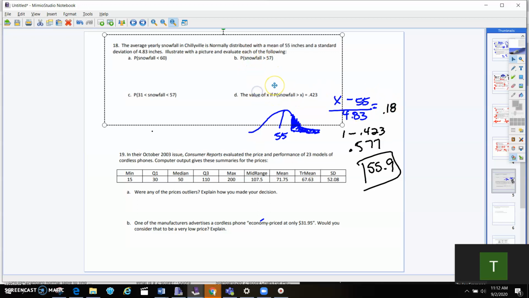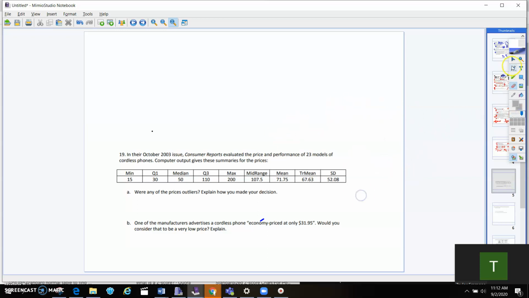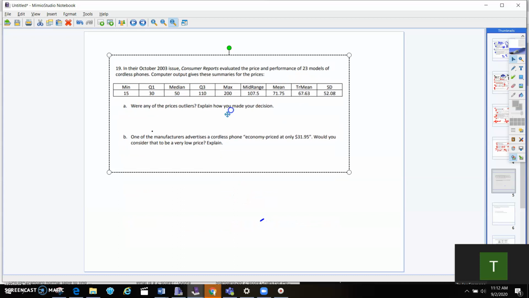So, all right, let's look at number 19. On number 19, it says, in their October 2003 issue, Consumer Reports evaluated the price and performance of 23 models of cordless phones. Computer output gives these summaries for the prices. Were any of the prices outliers? Explain how you made your decision.